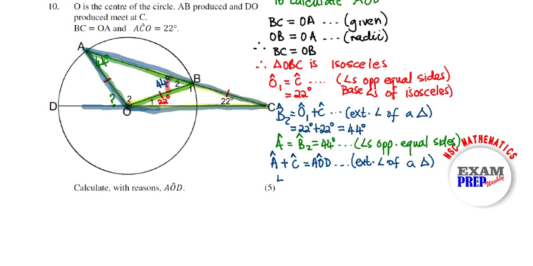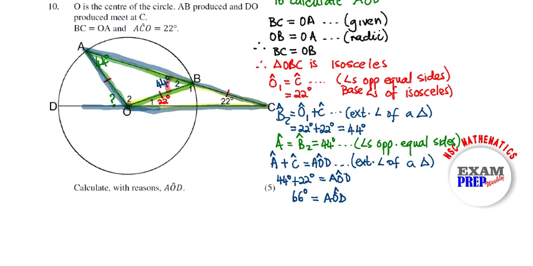This is 44 degrees plus 44 degrees, and we get this to be equal to angle AOD. And of course, sorry, this is not 44 plus 44. Let's fix that quickly. Remember, angle C is 22 degrees. It's not 44 degrees. So let's fix that quickly. This is 44 degrees plus 22 degrees. And these are the mistakes that you must avoid in the exam. And this gives us 66 degrees as the size of angle AOD.